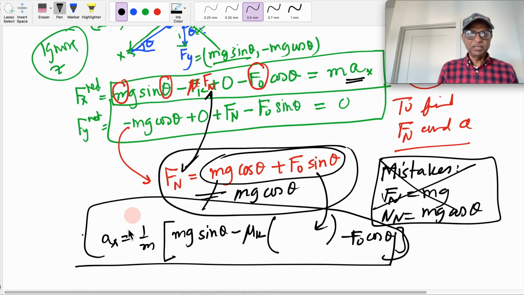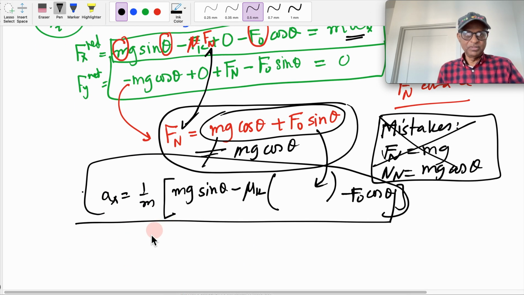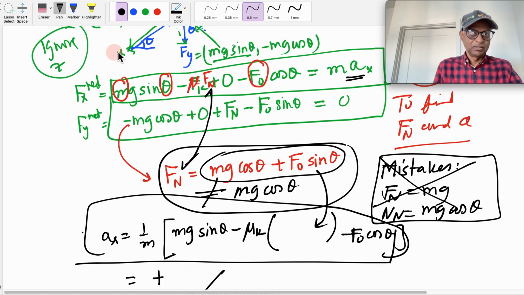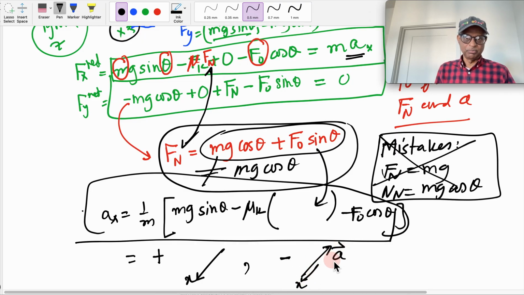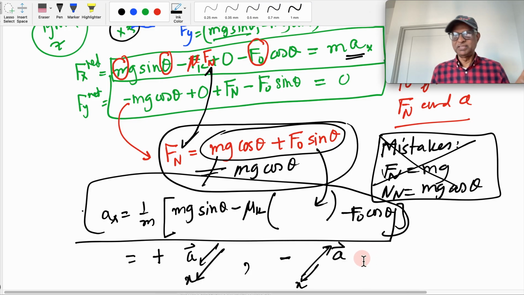And ax: if this is positive, then it is pointed down, because my x-axis is pointed down. X-axis pointed down is towards the positive x-axis. If this turns out to be negative, then it's going to be pointed up, because the x-axis is pointed down but the a is pointed up. So depending on the numerical values, you might get a positive or negative, so I don't want to really prejudge it.